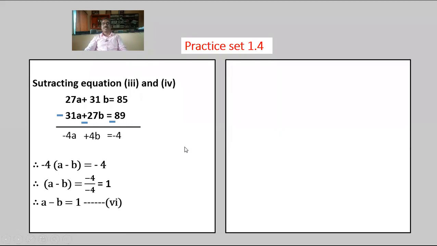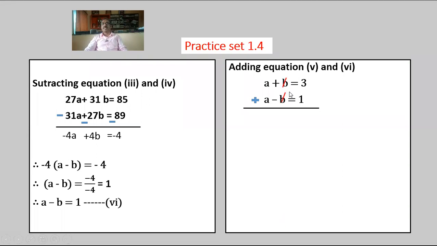From equations 5 and 6, adding equations 5 and 6: equation number 5 is a plus b is equal to 3, and equation 6 is a minus b is equal to 1. Adding these two equations, plus b and minus b get cancelled. A plus a is 2a is equal to 3 plus 1, which is 4. 2 goes to the RHS, then we divide. Therefore, a is equal to 4 upon 2, and 2 twos are 4. Therefore, a is equal to 2.